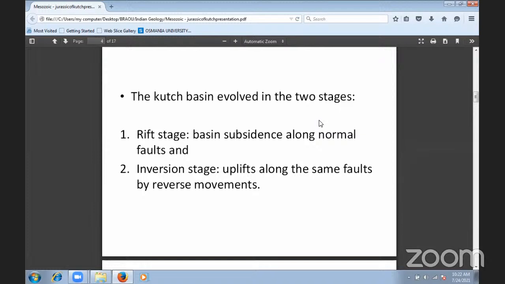Patcham formation has a thickness of about 300 meters. It is subdivided into the coral bed, shelly limestone, and third one is the Dhosa bed. And there is an unconformity between the Jurassic group of Kutch and the Precambrian basement. It was not exposed. And the Patcham formation also has some fossils.